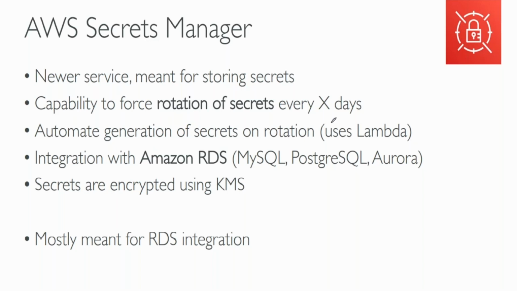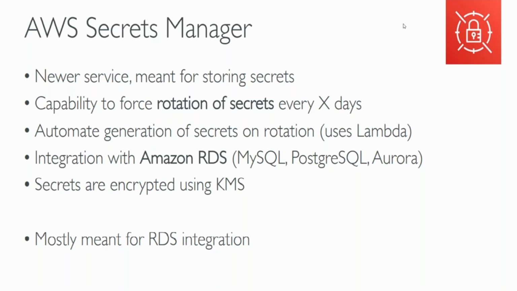Then, team, it is integrated with RDS, with MS SQL, PostgreSQL, Aurora, and other databases as well. And secrets are encrypted using KMS, which I've already told you. In this way, we are saving our username and password, our secrets, using KMS. Cool thing. And it is mostly used with RDS for saving all these things.